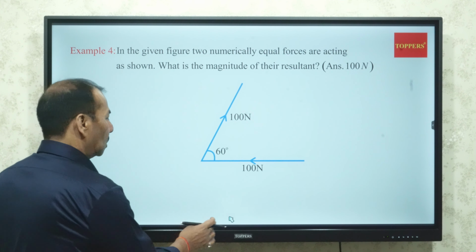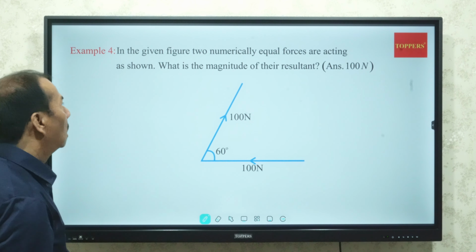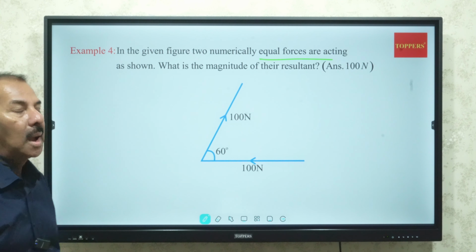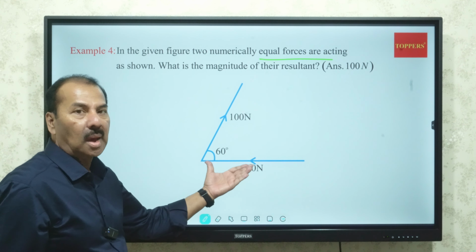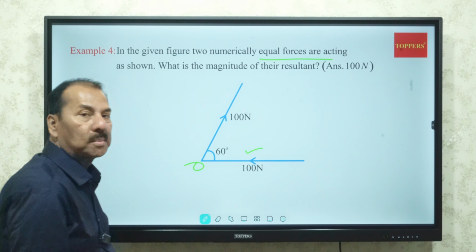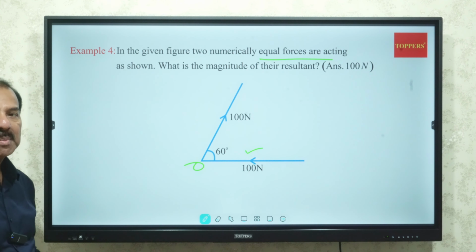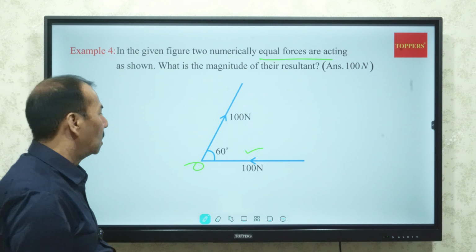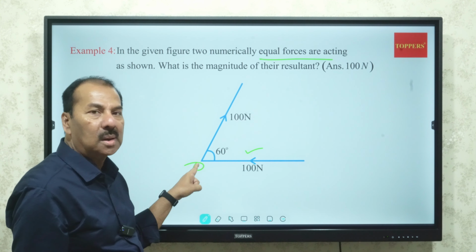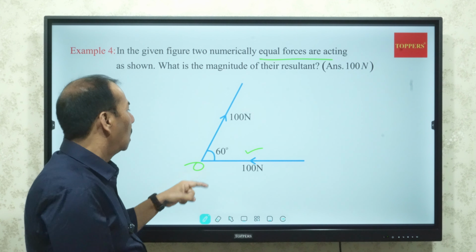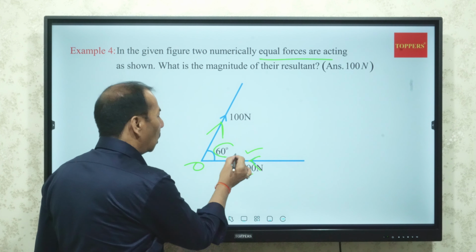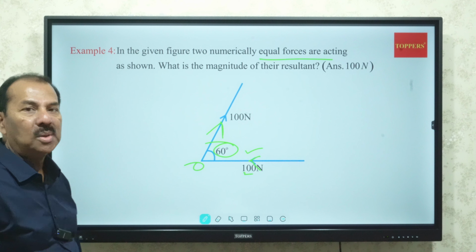Now see this example. Here there are two forces, equal in magnitude, acting as shown in this diagram. We have to find the resultant of these two vectors. If you consider O as a particle, or there is a particle at point O, either way we can narrate this. There is a force of 100 Newton acting at this point O, and similarly 100 Newton in this direction, at an angle of 60 degrees. So we have to find the resultant of these two vectors.